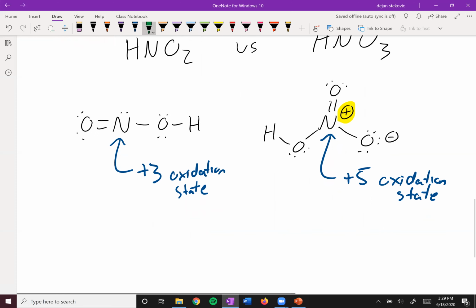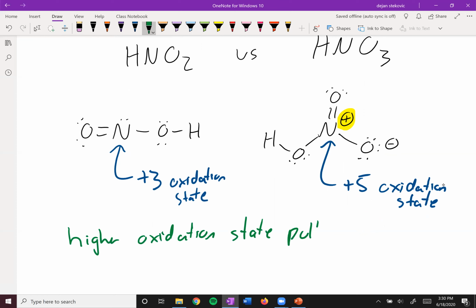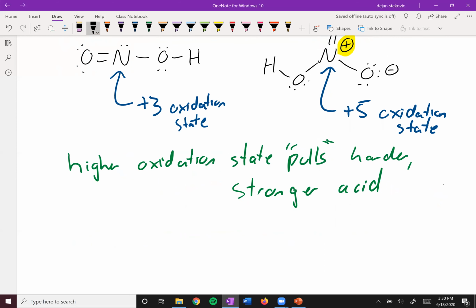And so if you think about it, the higher the oxidation state, the more positive it is, the more it's going to pull on those negatively charged electrons, which is going to make that OH bond weaker, and you're going to have a stronger acid. So we say higher oxidation state pulls harder, and so we have the stronger acid. So in general, when we're talking about oxyacids, the more oxygens you have, the higher oxidation state you're going to have, and the more acidic your compound is going to be overall.